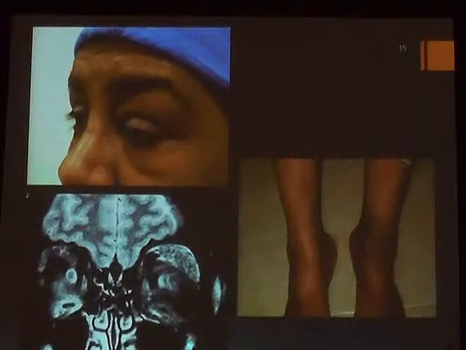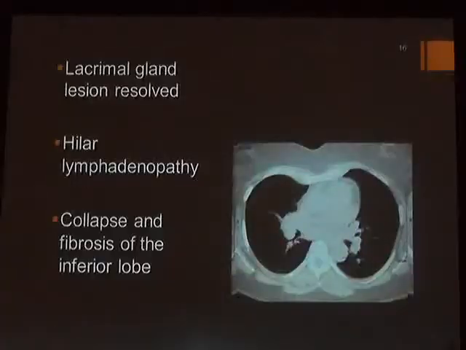There may be a sequential development of disease, such as this patient who developed dacryoadenitis, and later on went on to develop the skin lesions. And as the lacrimal gland lesion resolved, the hilar lymphadenopathy increased and finally led to collapse and fibrosis of the inferior lobe.